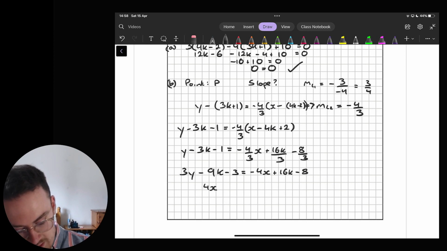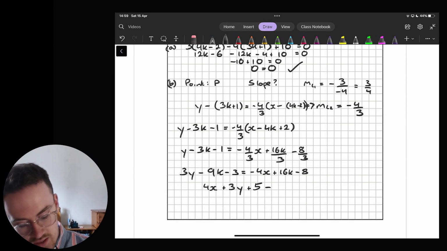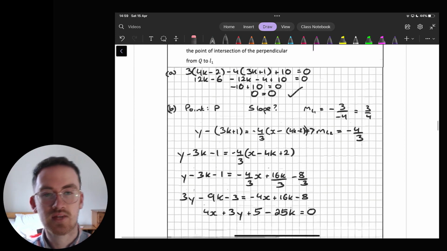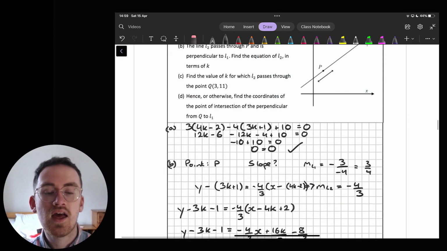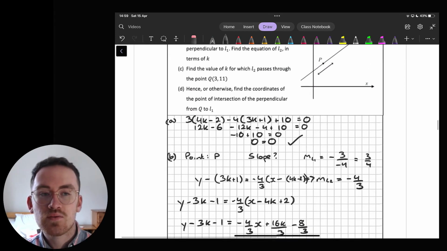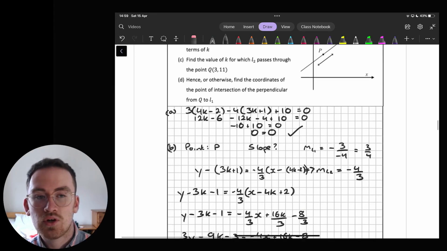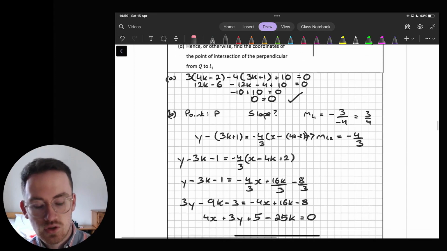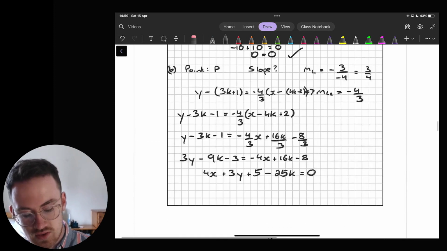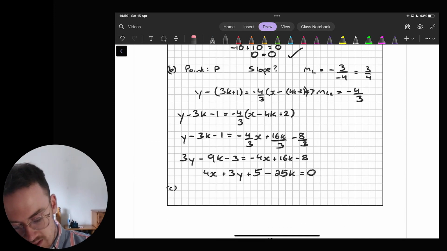So 4x plus 3y, and then the k's, so let me see, plus 5 minus 25k equals 0. Okay, so that's my equation of the line. Find the value of k for which L2 passes through the point (3, 11). So we're told it passes through the point (3, 11). So this is my part C.